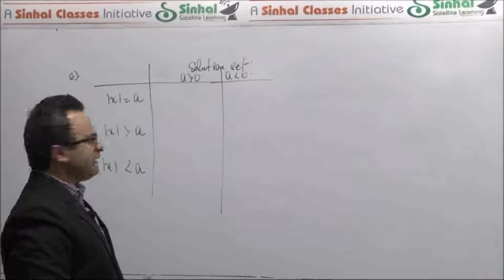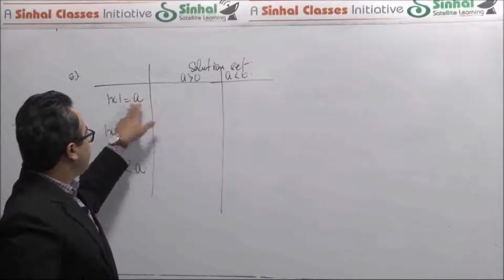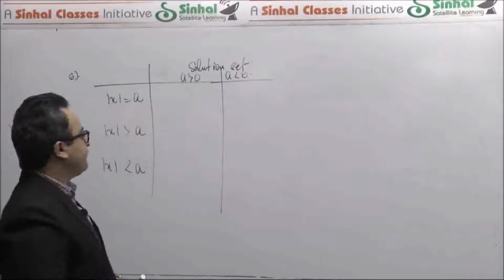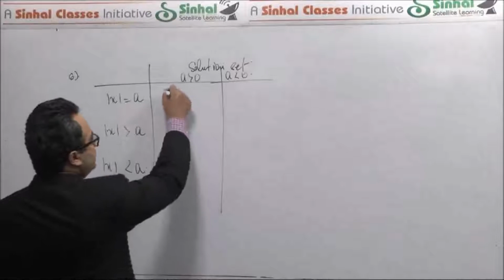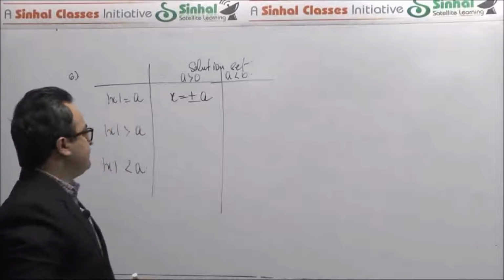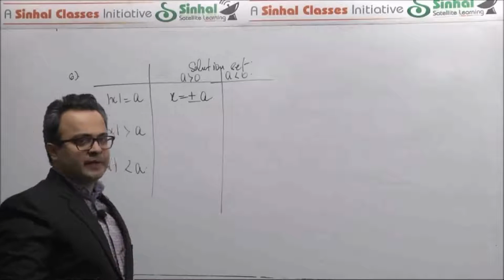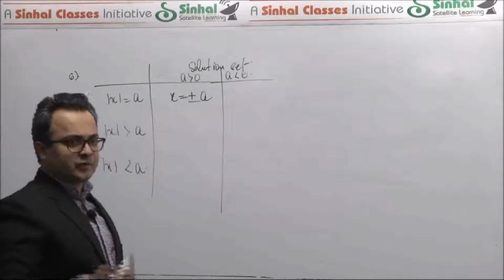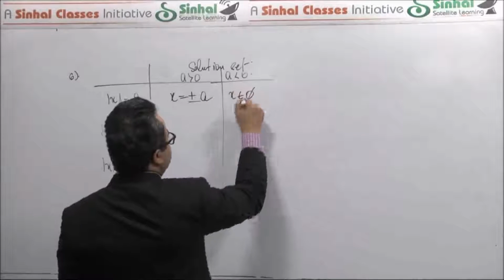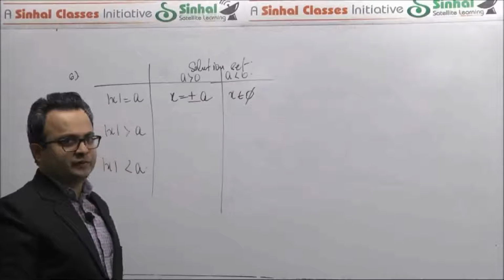The first equation, again we can think in terms of examples. Suppose a happens to be 2. So when I say that mod of x is equal to 2, then obviously x can either be plus 2 or minus 2. So for mod of x equal to a, I can simply say that x will either be plus or minus of a. And if a is negative, for example a is minus 2, then mod of x equal to minus 2 will obviously have no possible solution because mod cannot be negative. So over here the answer should be a null set.